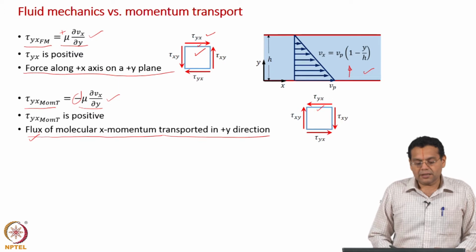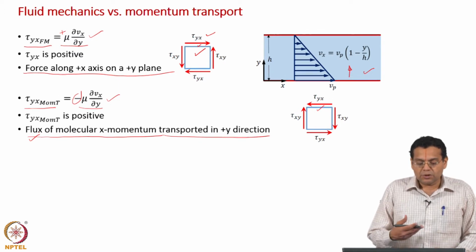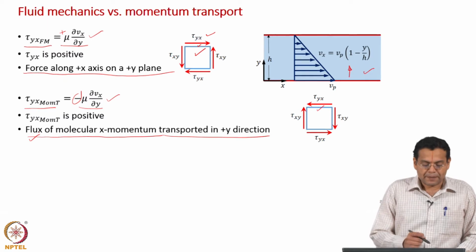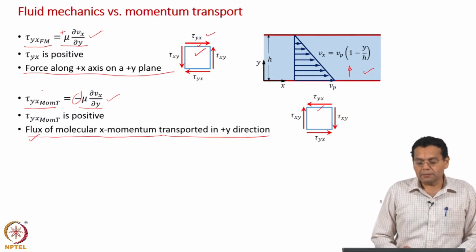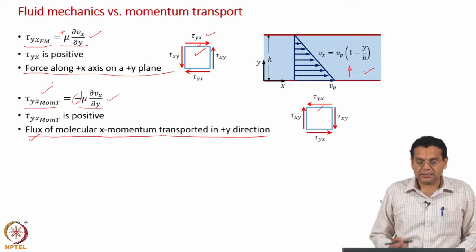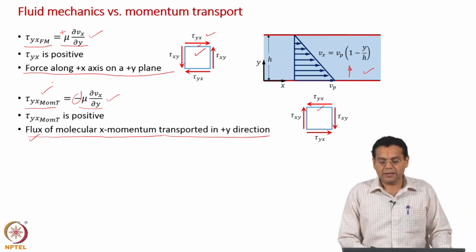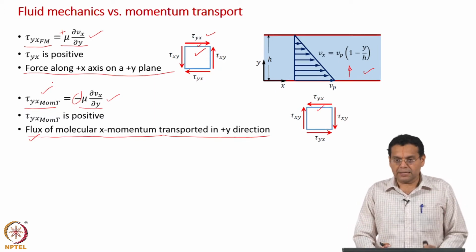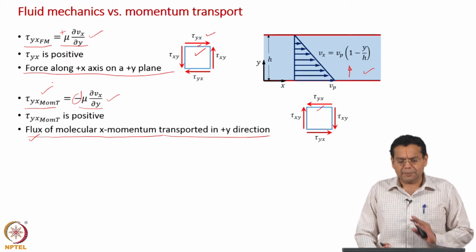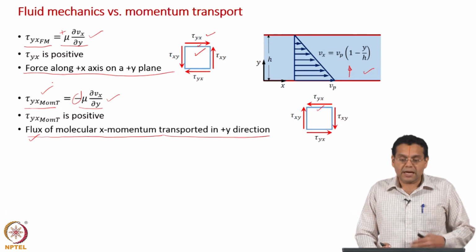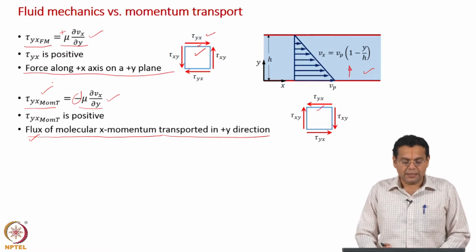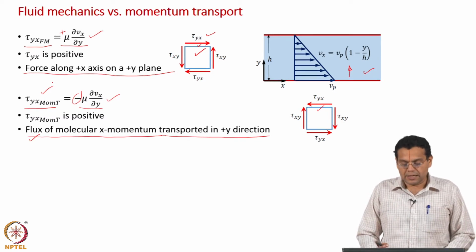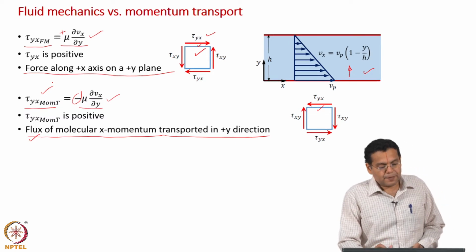fluid mechanics represents tau ix as force, of course force per unit area, and in momentum transport we interpret tau ix as flux of molecular x momentum. That is a basic difference in the viewpoint itself. Both are tau ix only. In fluid mechanics it is a mechanical viewpoint. So we interpret tau ix as force, of course per unit area. Now how do we interpret it? We interpret it as flux of molecular x momentum. Okay.